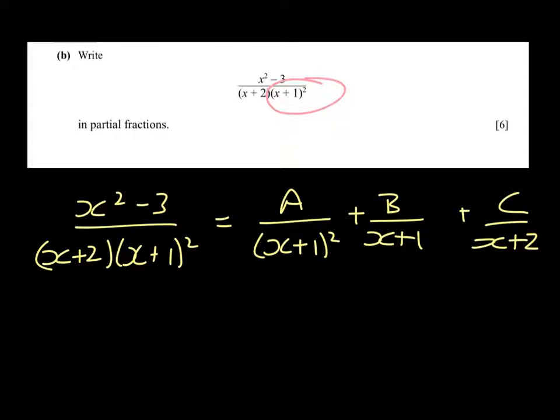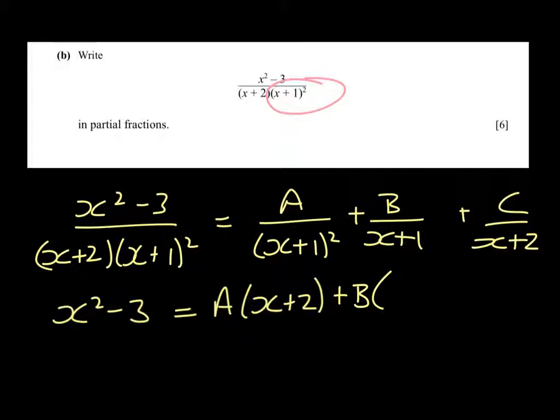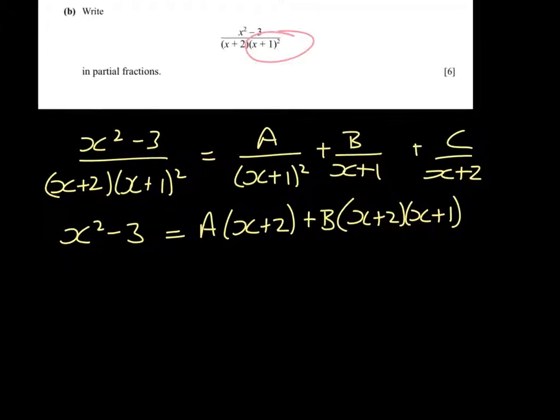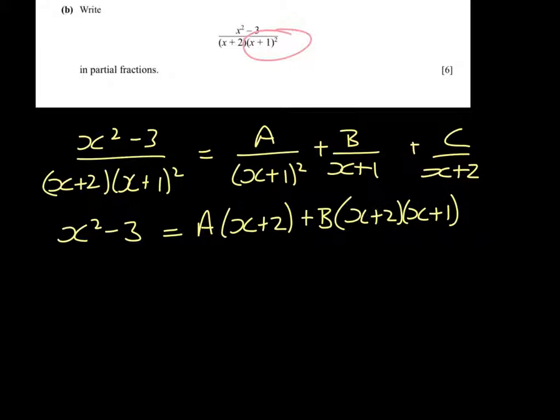Here the x plus 1 all squareds are going to cancel, which leaves me a times x plus 2. Then multiply this fraction, and the x plus 1 will cancel with one of the x plus 1s, so that gives me b times x plus 2, x plus 1. And finally, when I multiply by the denominator in the final section, the x plus 2's will cancel, which leaves me c times x plus 1 all squared.